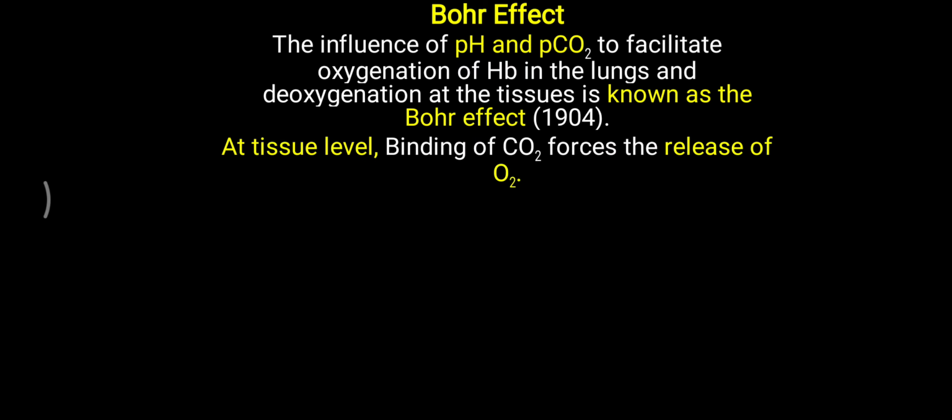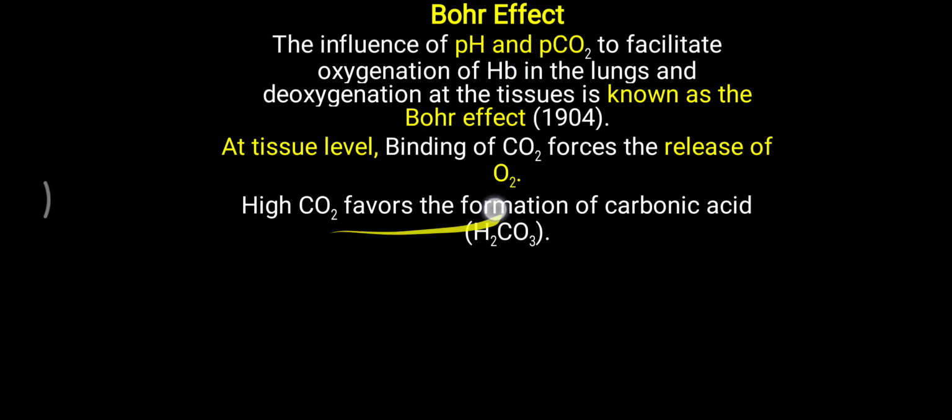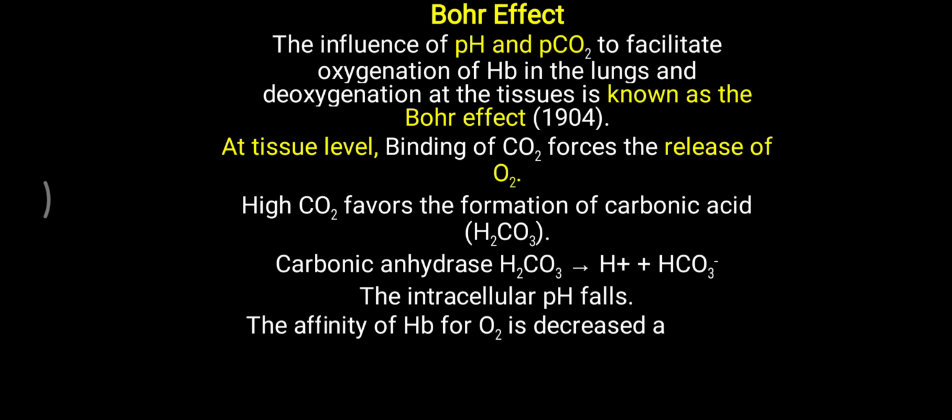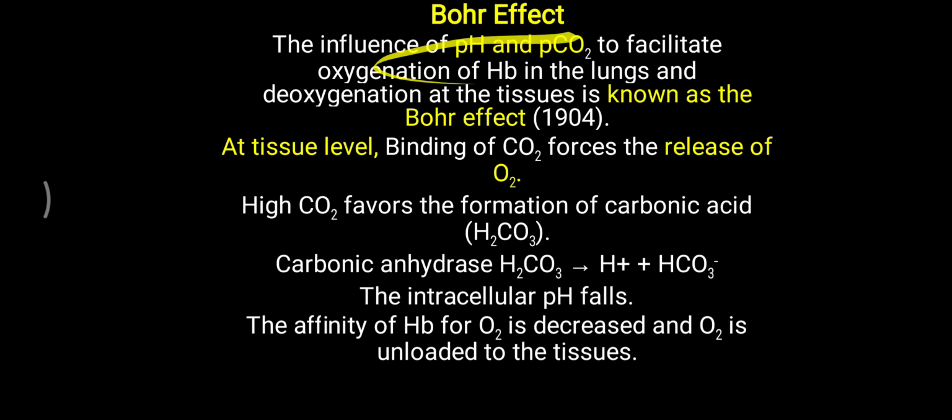So simply what we have said, at the tissue level, binding of carbon dioxide forces the release of oxygen, and this high carbon dioxide will favor the formation of more carbonic acid. So basically this carbonic acid will liberate more H plus, and that will lead to the falling of the pH, or acidity is generated. So intracellular pH will fall, and the affinity of hemoglobin for the oxygen will be decreased, and this oxygen is ultimately released or unloaded to the tissue, and that is simply called a Bohr effect.